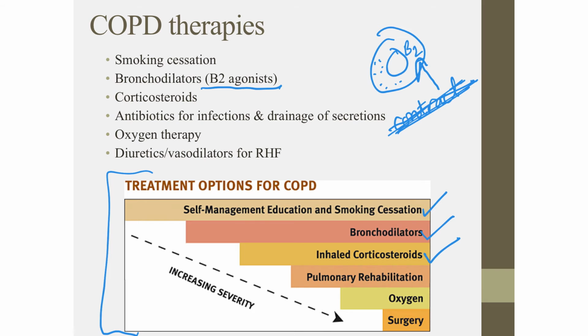Inhaled corticosteroids. So these are a nice prophylactic therapy to reducing the need for bronchodilators.